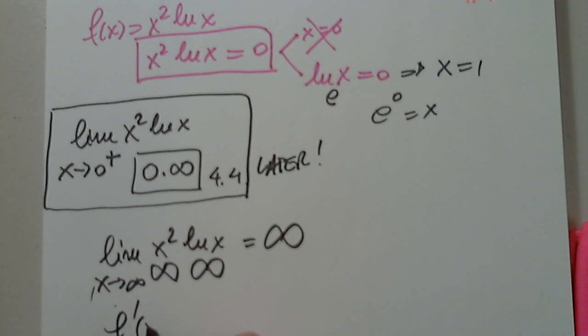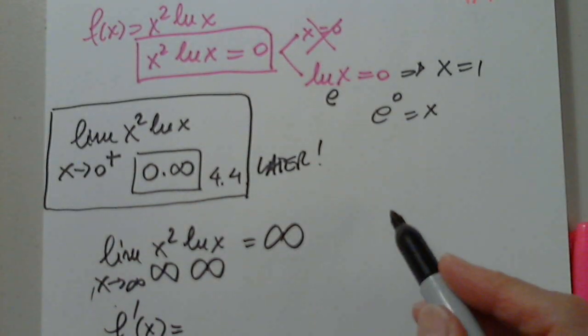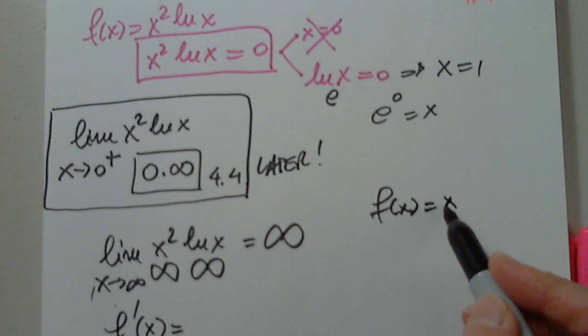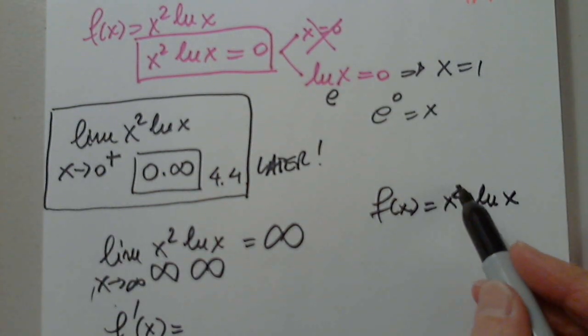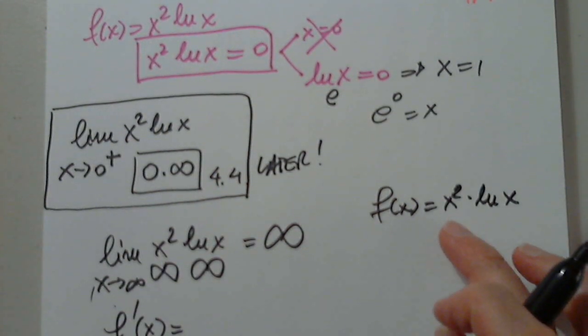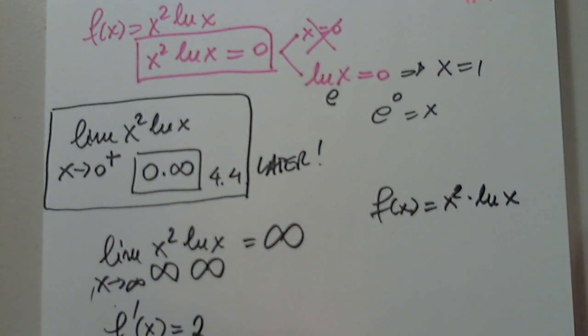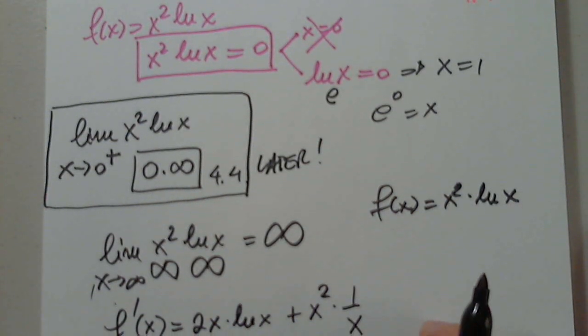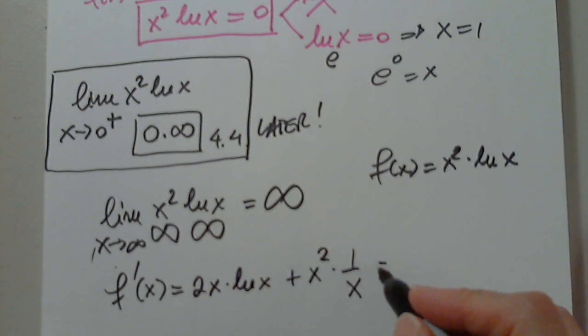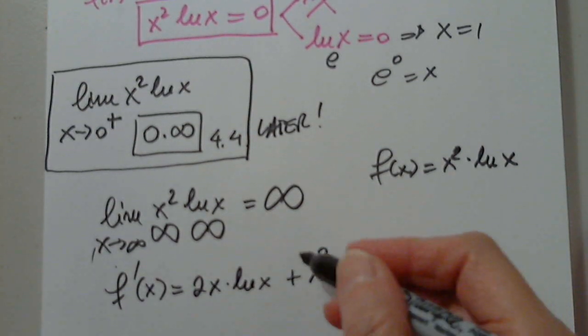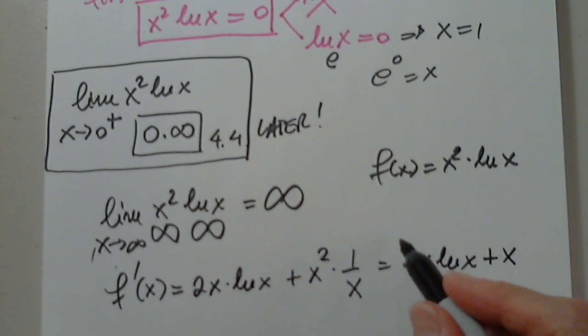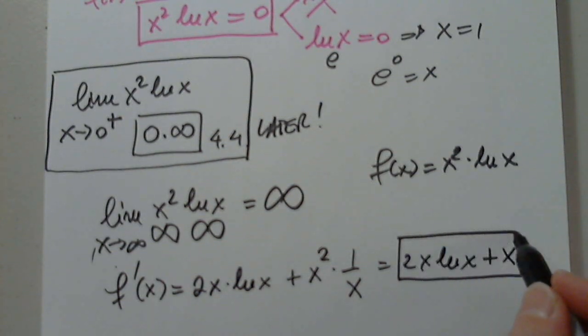Take it back. Which rule is applied here? Product. Thank you. So the first function prime, 2x times natural log x plus x squared times natural log x prime, which is 1 over x. So then we have 2x natural log x, and I simplify, and I get plus x. This is the first derivative.